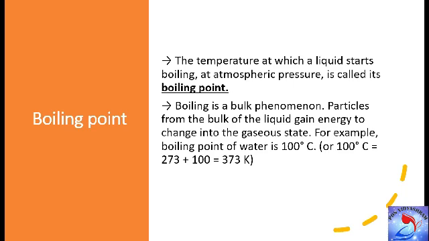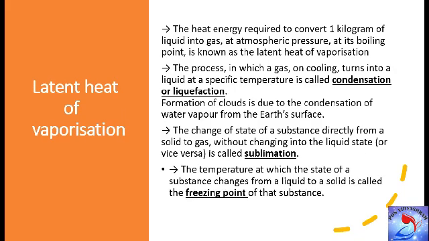If you convert it into Kelvin, you have to add 273.16. So 100 degrees Celsius is equal to 273 plus 100, equal to 373 Kelvin.